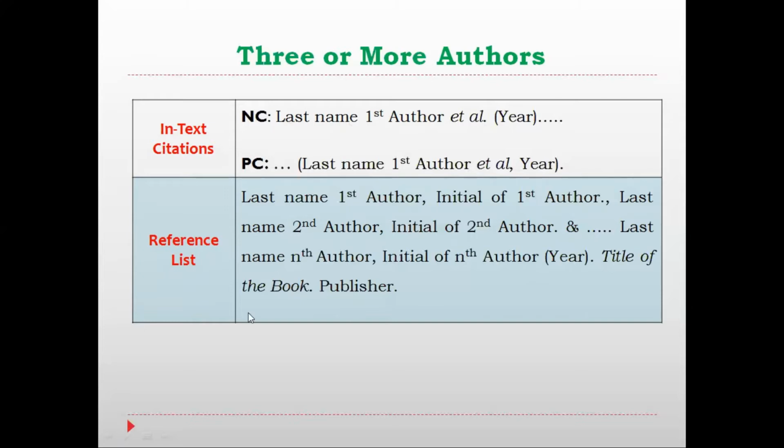And in the case of the reference list, it will appear as Cruise, comma, T dot, comma, Bachchan, comma, A dot, and let's say in case of three authors, Dhoni, comma, M dot S dot, then the year in parentheses, the title of the book in italics, and the publisher. And again, if it's an ebook, you can give the DOI or the URL at the end after the publisher. All right.